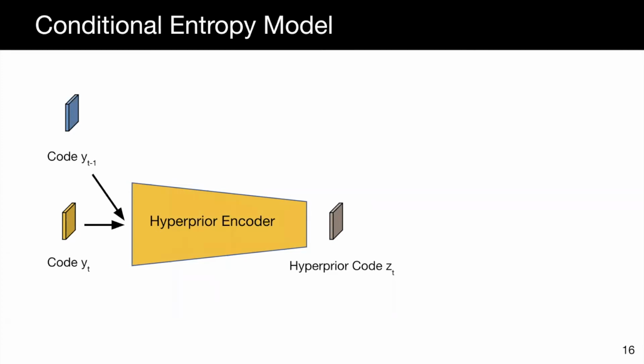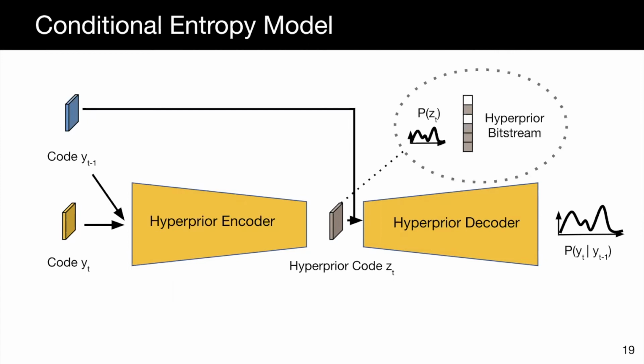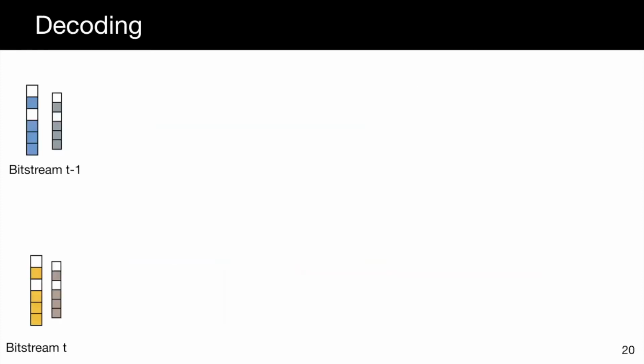Let's denote this hyperprior code as z_t. Both y_{t-1} and y_t are fed to a hyperprior encoder, producing this hyperprior code. This hyperprior code and y_{t-1} are fed through a hyperprior decoder to produce the probability distribution of the current code, y_t. This hyperprior helps to reduce the entropy of the conditional probability distribution, but comes at the cost of having to be encoded itself. During decoding, the reverse process follows. We first decode the hyperprior bit stream at t-1 to recover the hyperprior code.